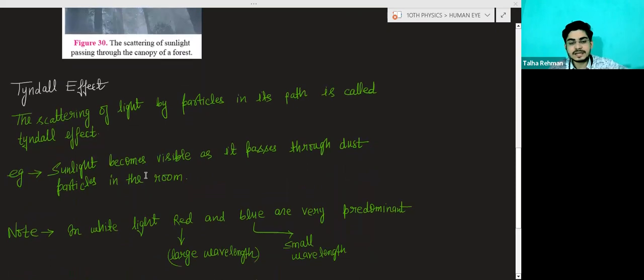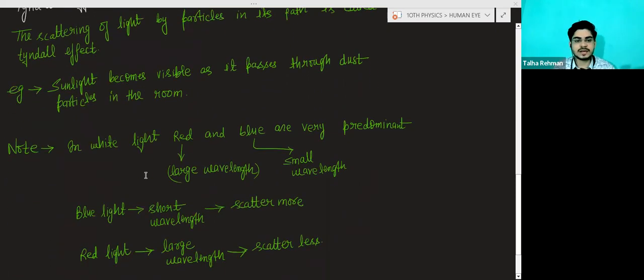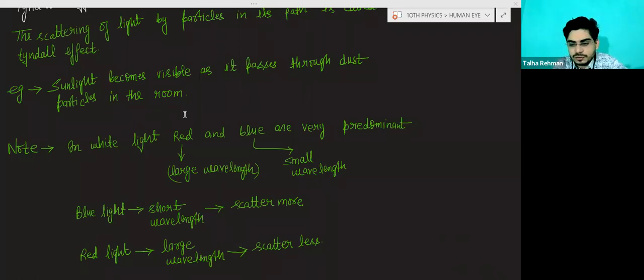For example, sunlight. There is one more example. Sunlight becomes visible as it passes through the dust particles in a room. I do not know whether you have seen it or not. If there is a dusty room, with a little bit of dust, and through the window the sunlight comes and strikes the particles present in the room, then the path of the dust particles becomes visible. That is known as the Tyndall effect.